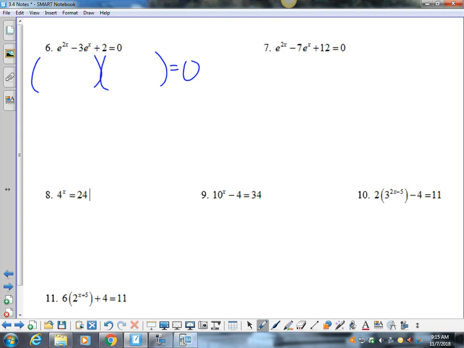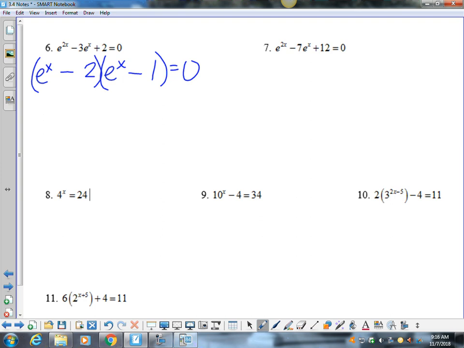E to the 2x is going to go e to the x and e to the x. Because, well, I'll tell you what. You tell me why. When you multiply, you add your powers. And guys, what's x plus x? That's where that comes from. So if I do e to the x times e to the x, I get e to the 2x. Now, what are my factors of 2? Okay, is that going to get me a 3? I need a negative 3, so I need them both to be negative. And y'all see how that's going to give me a negative 3 e to the x?